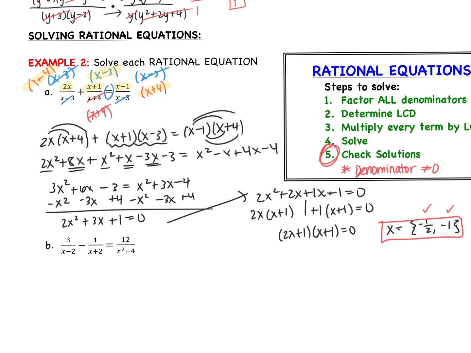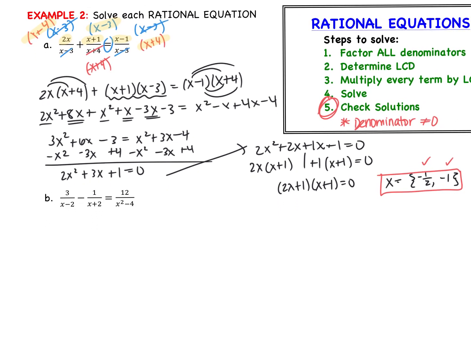So in B, the only one that could possibly factor is x squared minus 4. Kira, does x squared minus 4 factor? Yeah. It does. What does it factor to? x minus 2 and x plus 2.